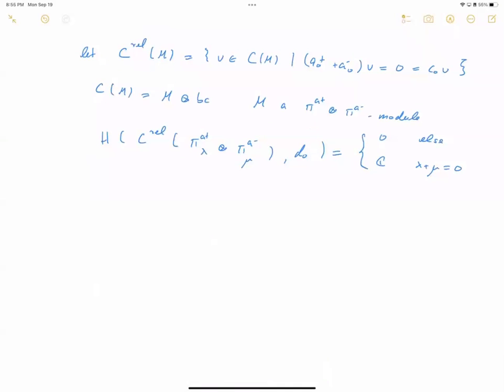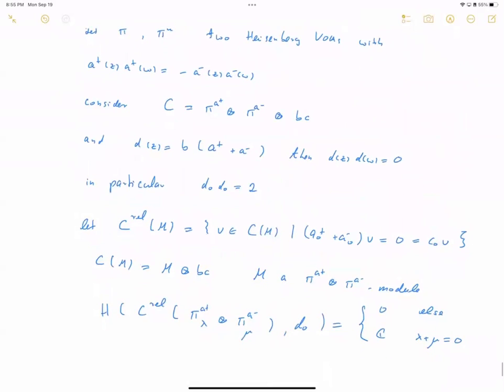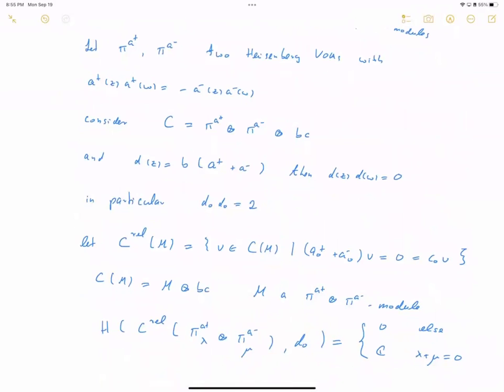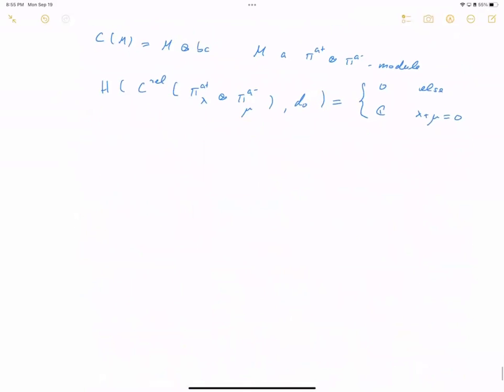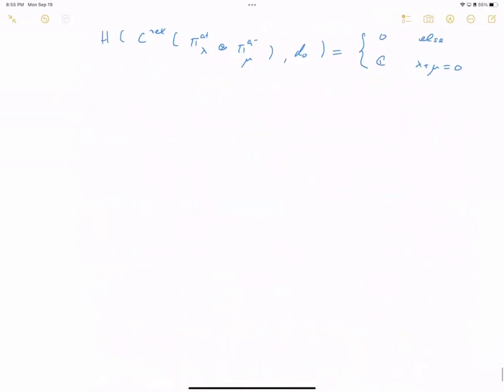Yeah. Here you use d0 squared to 0, right? Not 2. Yes. Thank you. Yeah, absolutely. Thank you. Yeah, so why is this something nice? Because what can I do now?